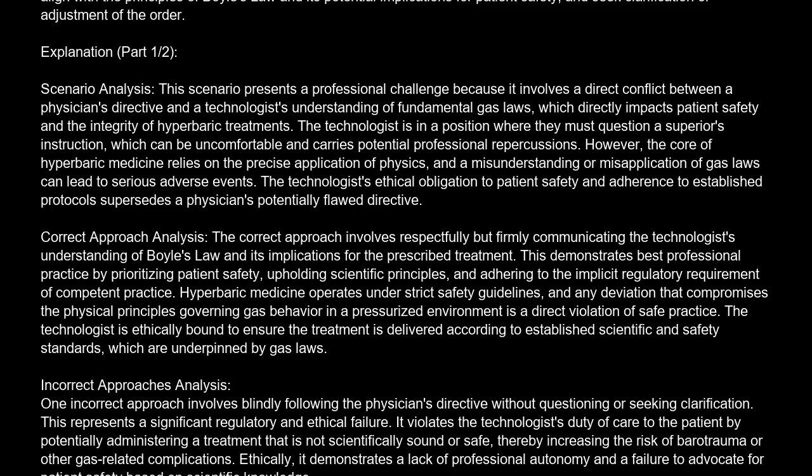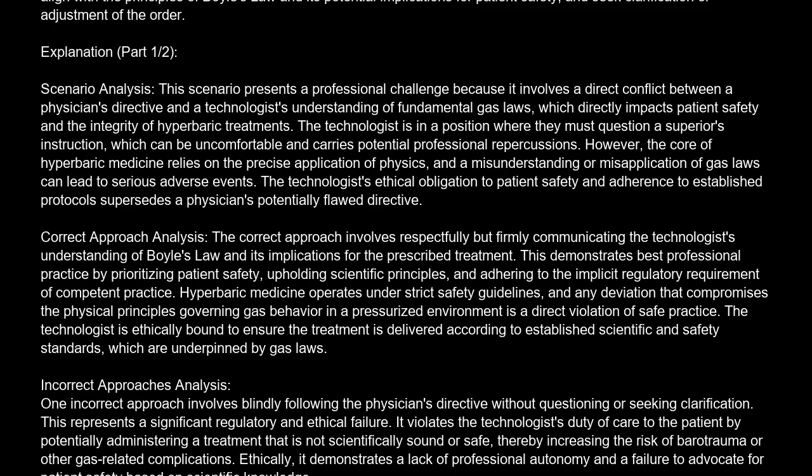Correct approach analysis. The correct approach involves respectfully but firmly communicating the technologist's understanding of Boyle's law and its implications for the prescribed treatment. This demonstrates best professional practice by prioritizing patient safety, upholding scientific principles, and adhering to the implicit regulatory requirement of competent practice. Hyperbaric medicine operates under strict safety guidelines, and any deviation that compromises the physical principles governing gas behavior in a pressurized environment is a direct violation of safe practice. The technologist is ethically bound to ensure the treatment is delivered according to established scientific and safety standards, which are underpinned by gas laws.